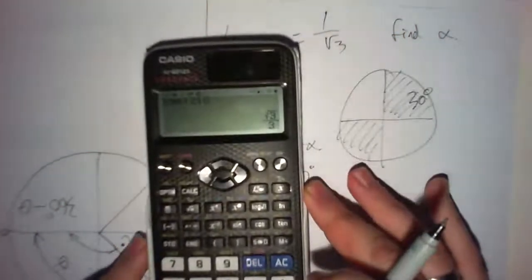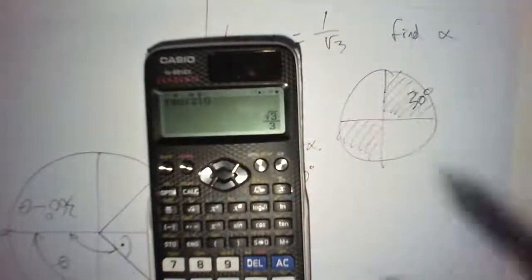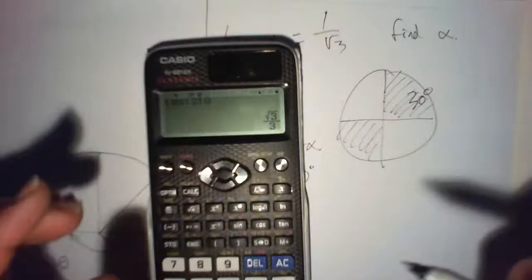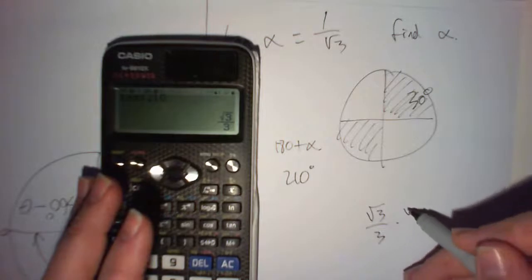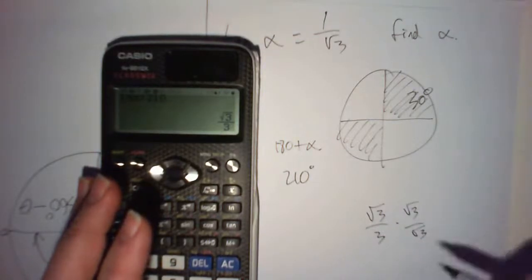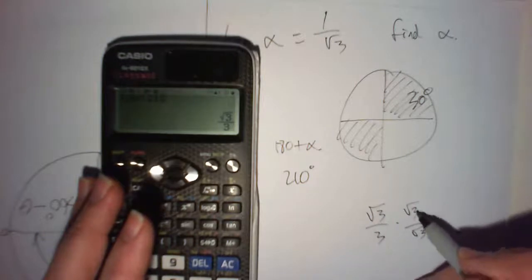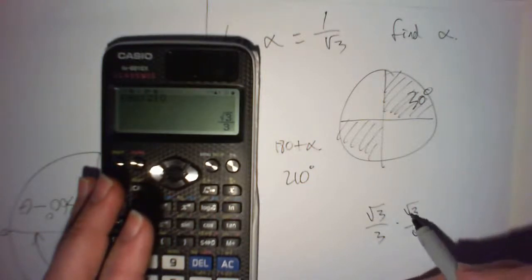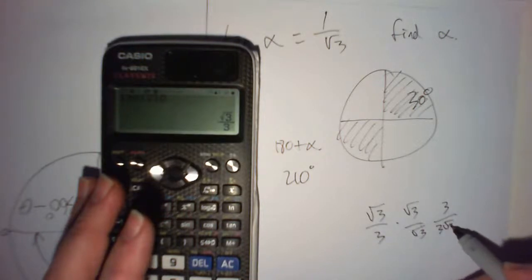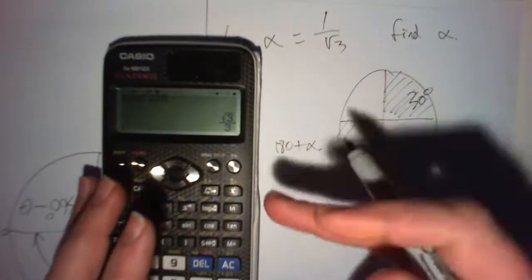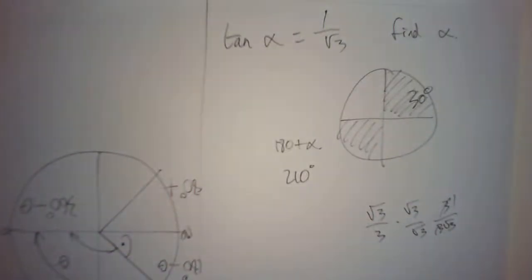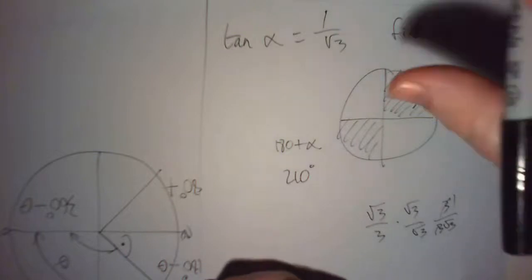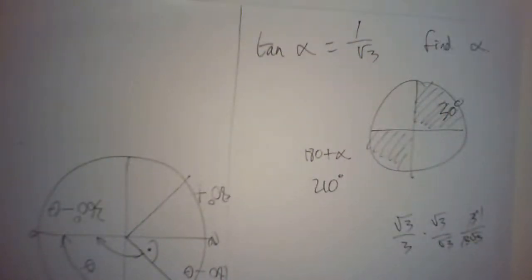Root 3 over 3 is the same as 1 over root 3. If you multiply root 3 over 3 top and bottom by root 3, you get 1 over root 3. Remember, this is a way of rationalizing surds. Root 3 by root 3 is 3 over 3 root 3, which is the same as 1 over root 3. That's what the calculator doesn't do. I don't know why it doesn't do it, but for some strange reason it doesn't. So that's it. There's nothing else to it. You're just playing around with the unit circle. Okay, thank you very much.